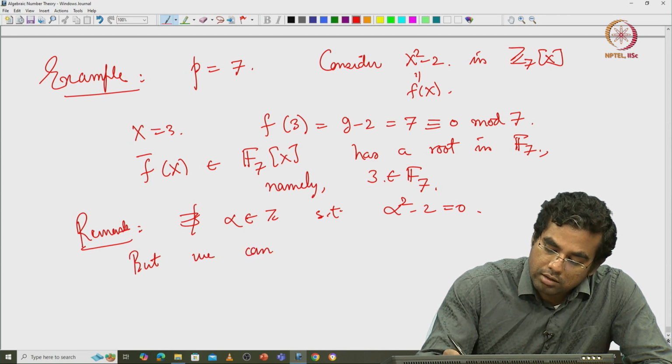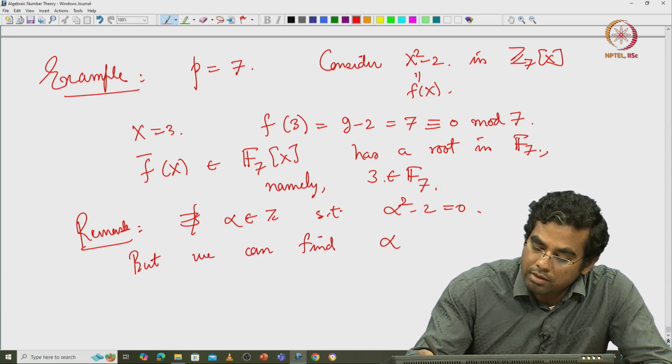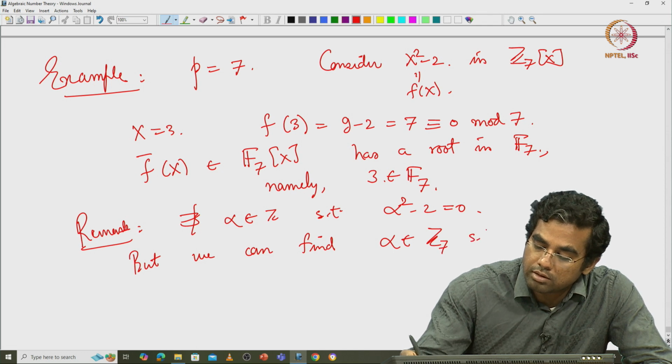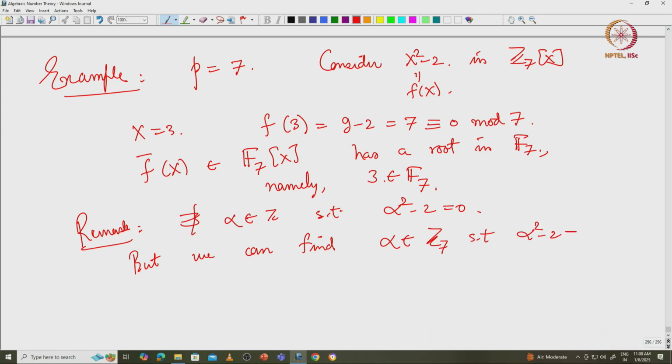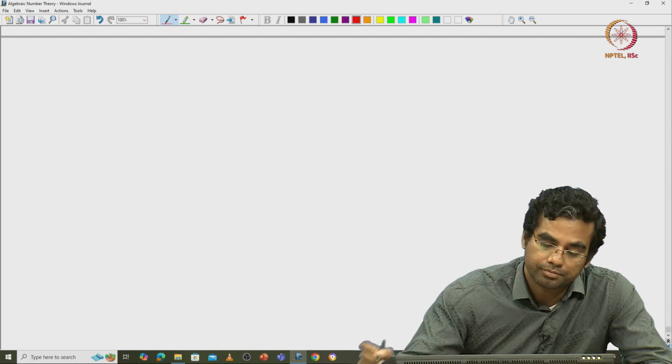But we can find alpha in Z_7 such that alpha squared minus 2 is equal to 0. So, how do we do this? That would be the question. And of course, the construction is analytic. Okay, so let us look at how we do this.